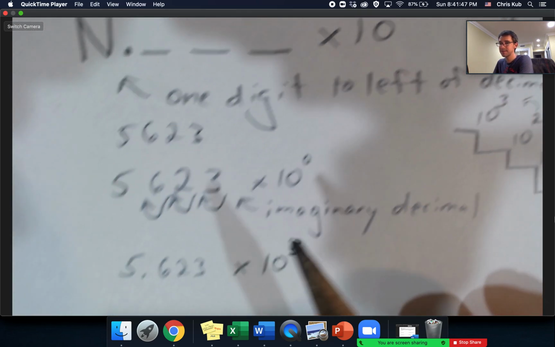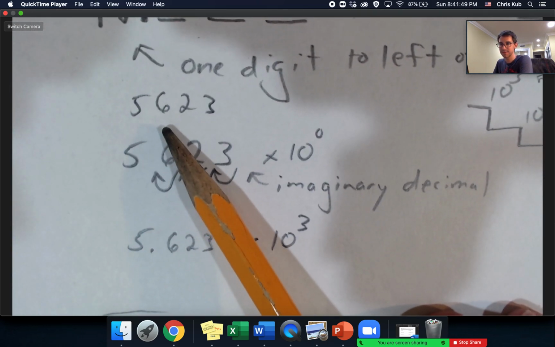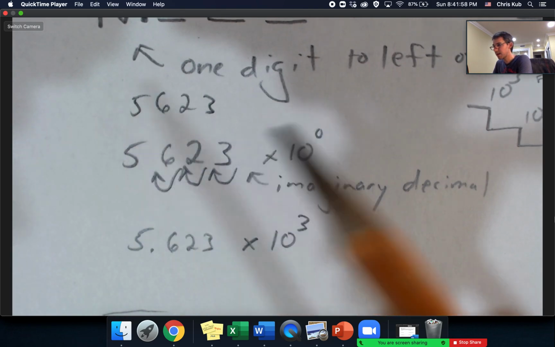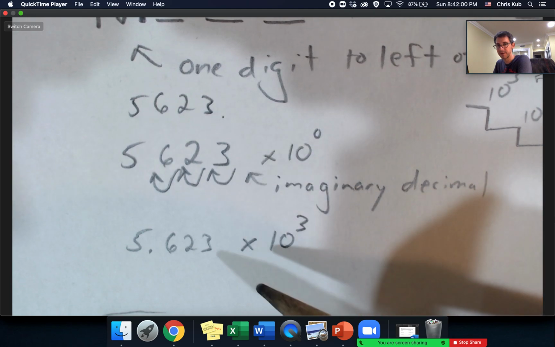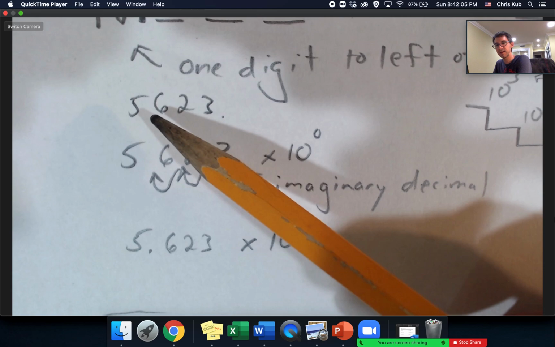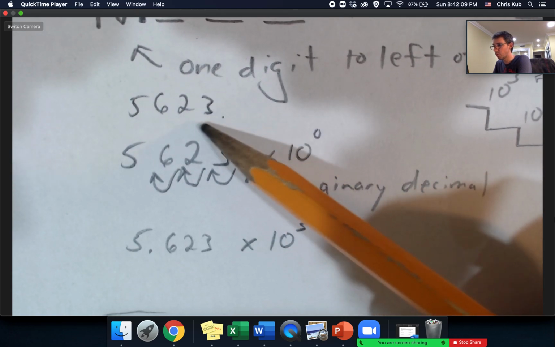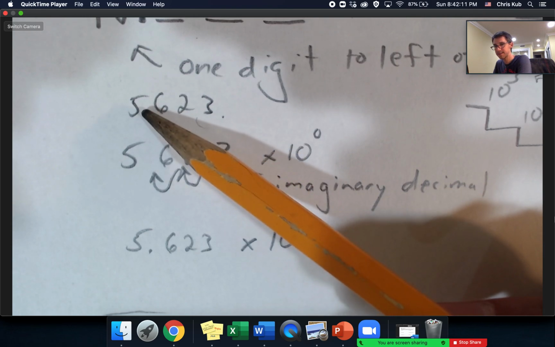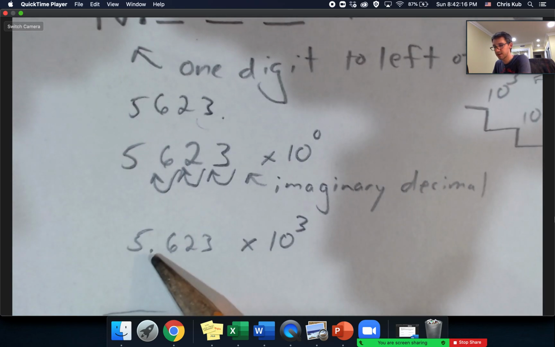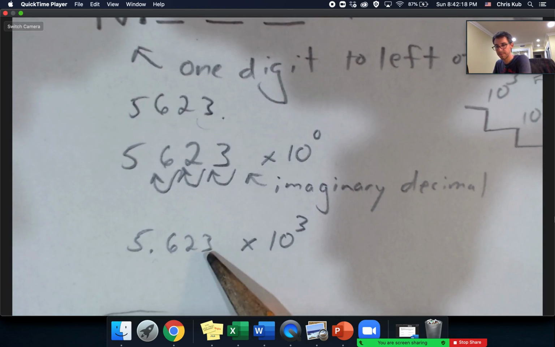So let's say that we had 5,623. To scientifically notate it, we would want to move our decimal. Right now, there's an imaginary decimal right here. You can move that to the left so that there's just one digit to the left of the decimal. So move it once, twice, thrice. And that is going to change your number to 5.623.